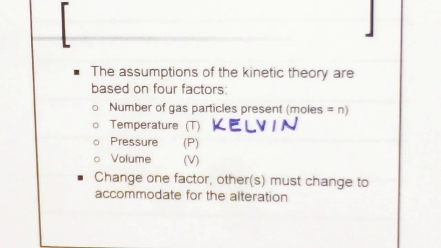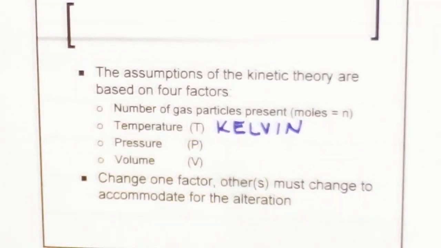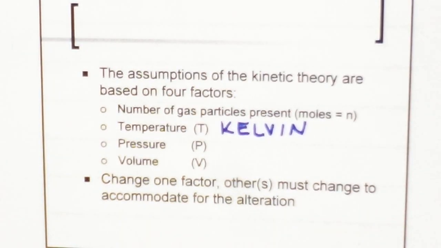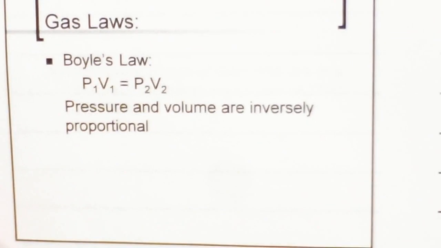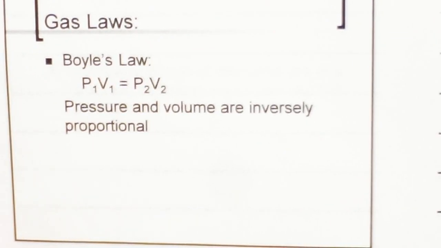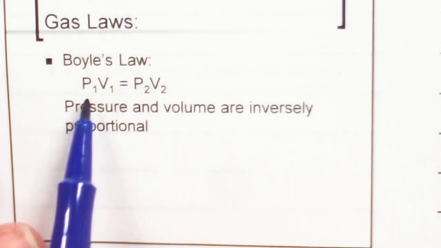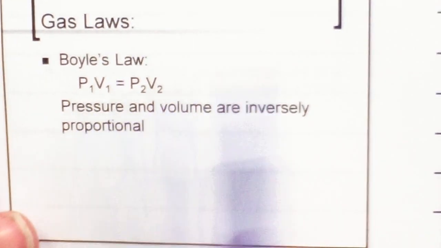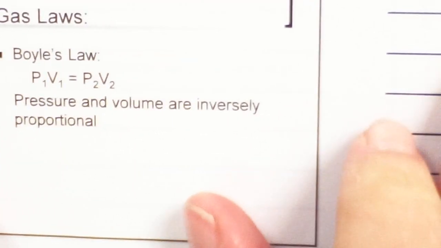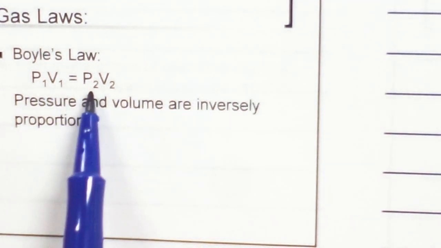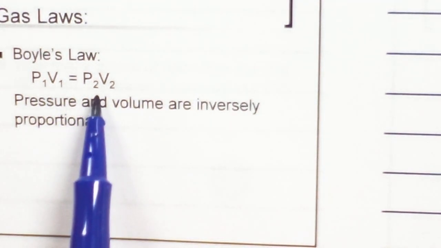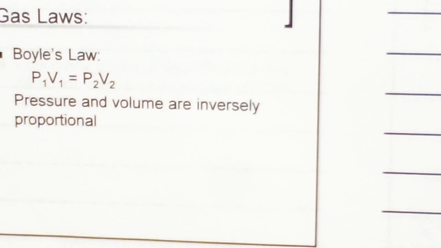The first one we're going to look at is Boyle's law. Boyle's law only has to do with pressure and volume. So we set up these conditions, the ones, so one, we have a situation where there's a set of pressure and a set of volume, and then we change the pressure. Using Boyle's law, we can determine what the new volume is.